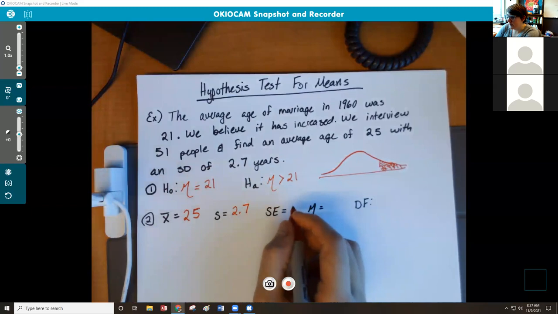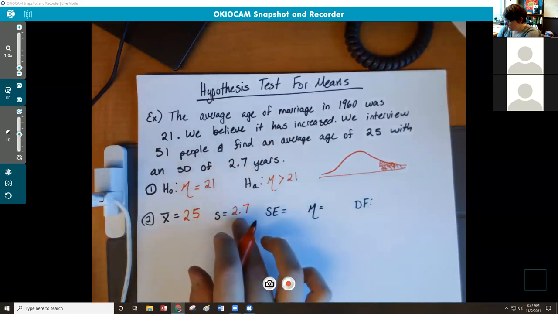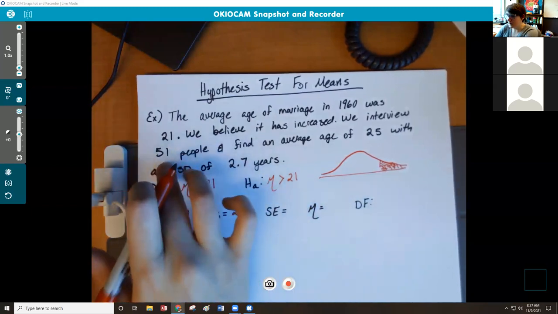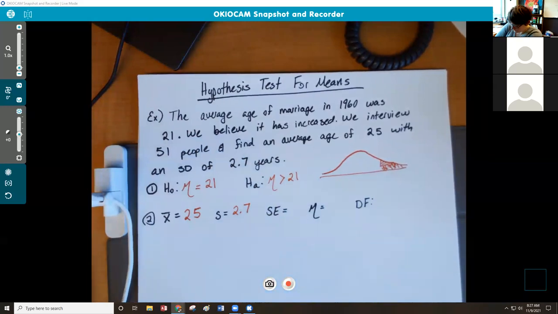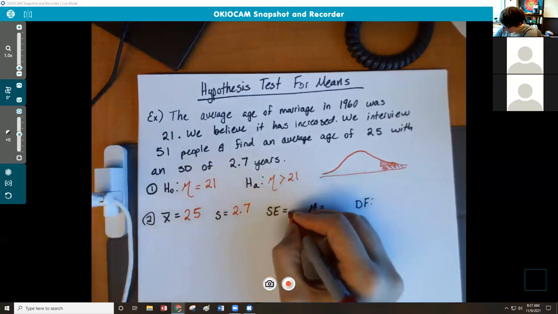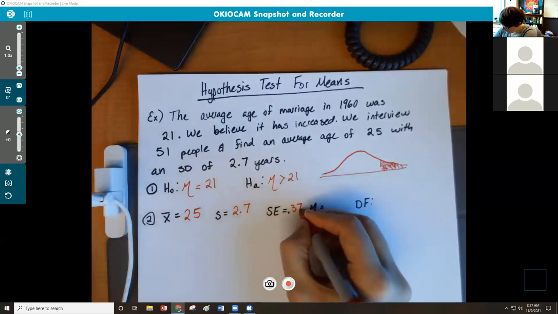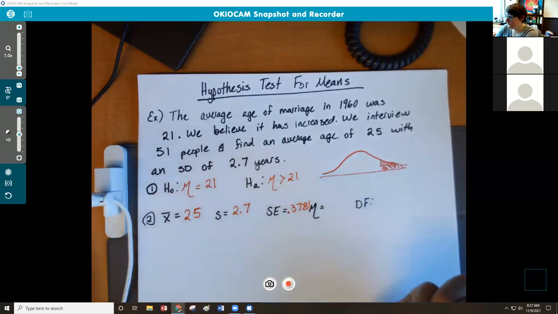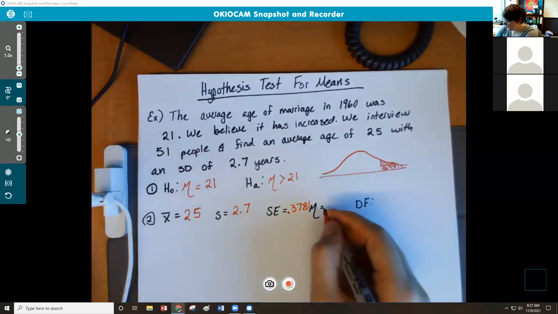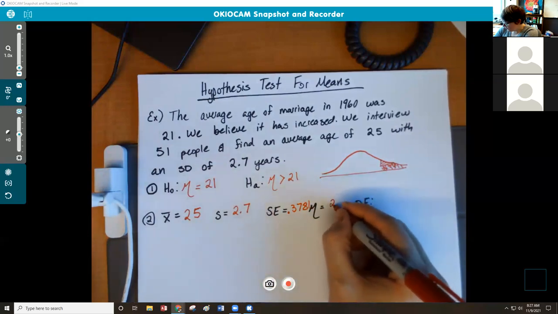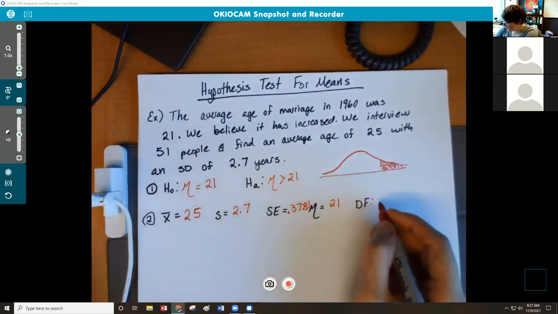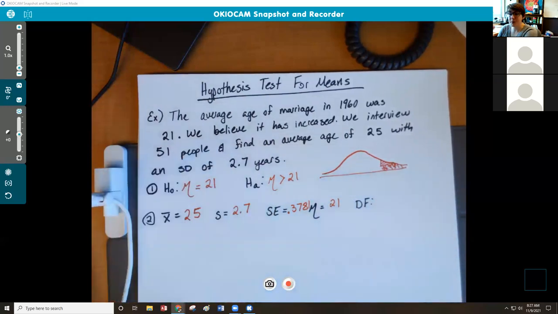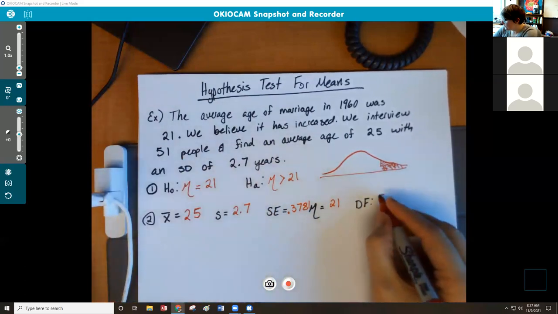Now, to find the standard error, we're going to take 2.7 and divide by the square root of 51. So 2.7 divided by the square root of 51, that is going to give us 0.3781. Mu is going to be 21. And our degrees of freedom is going to be our sample size minus 1, so it's going to be 50.